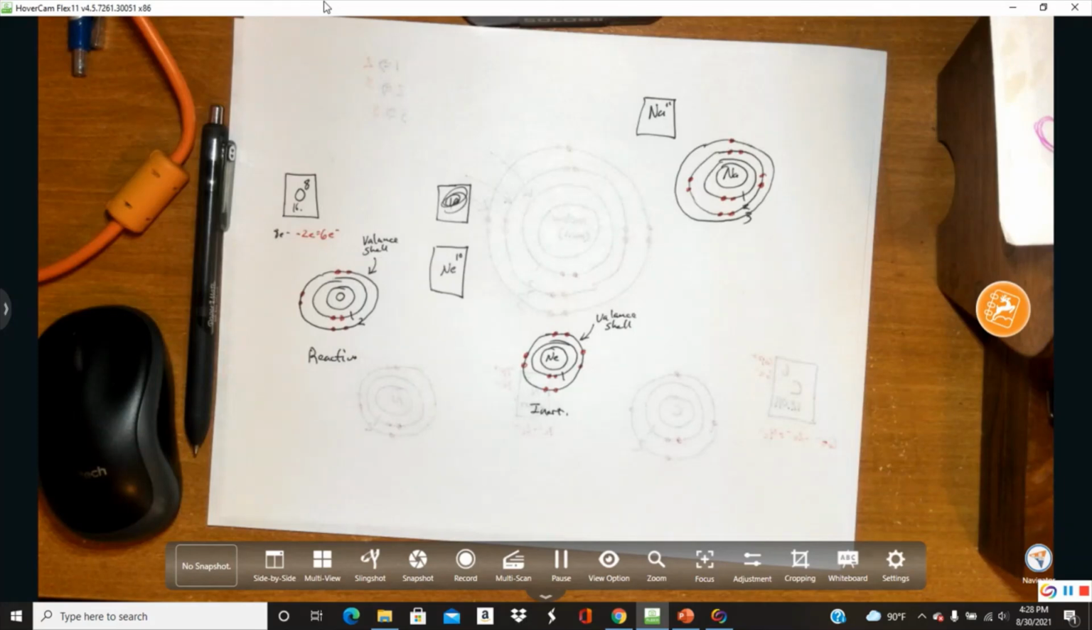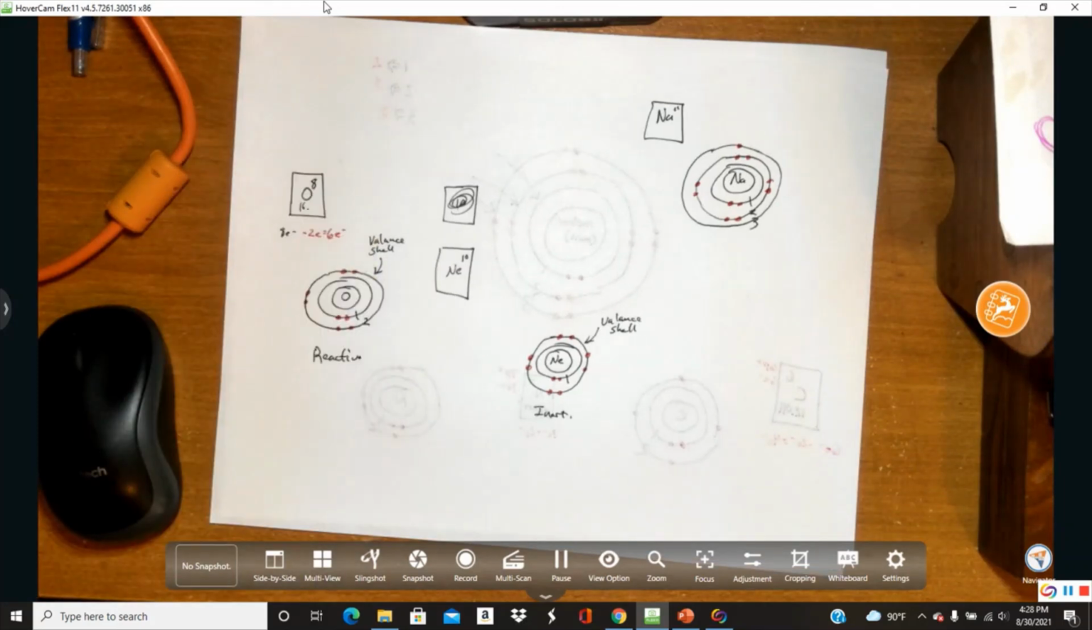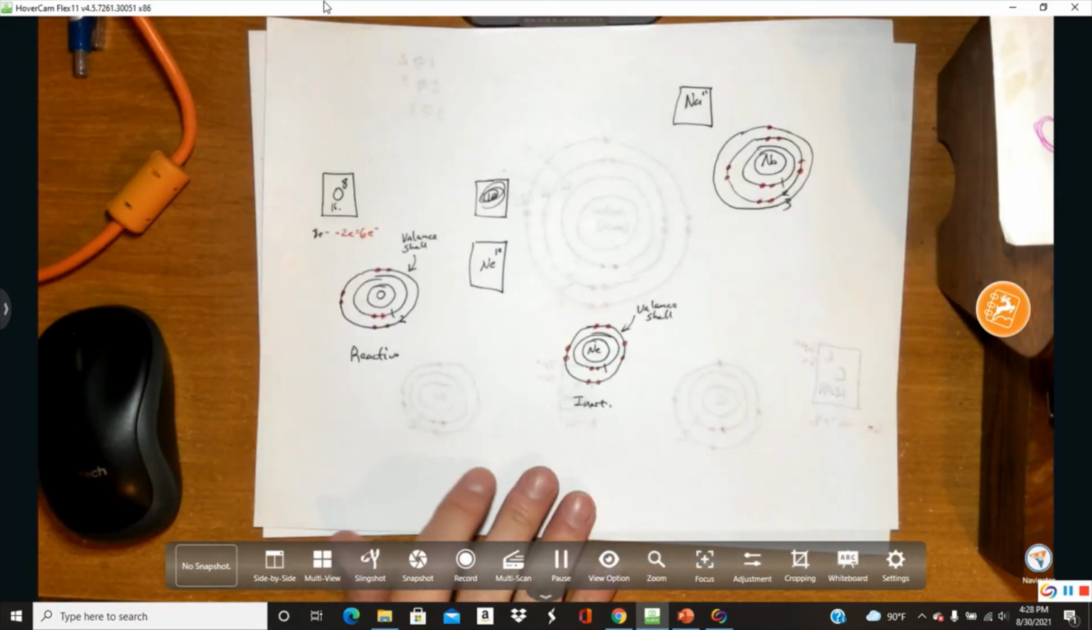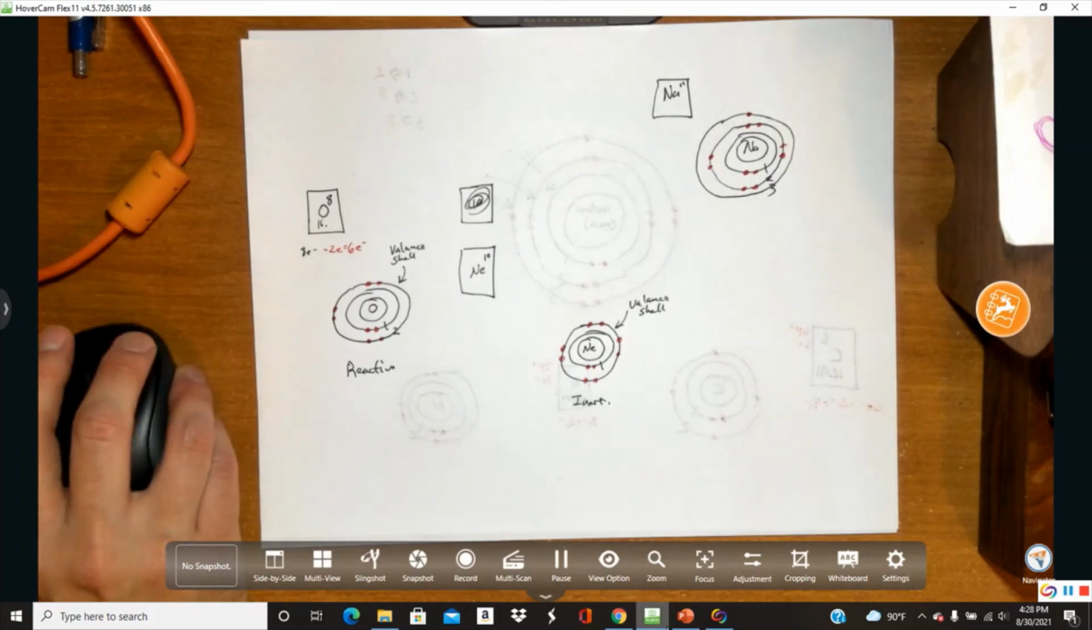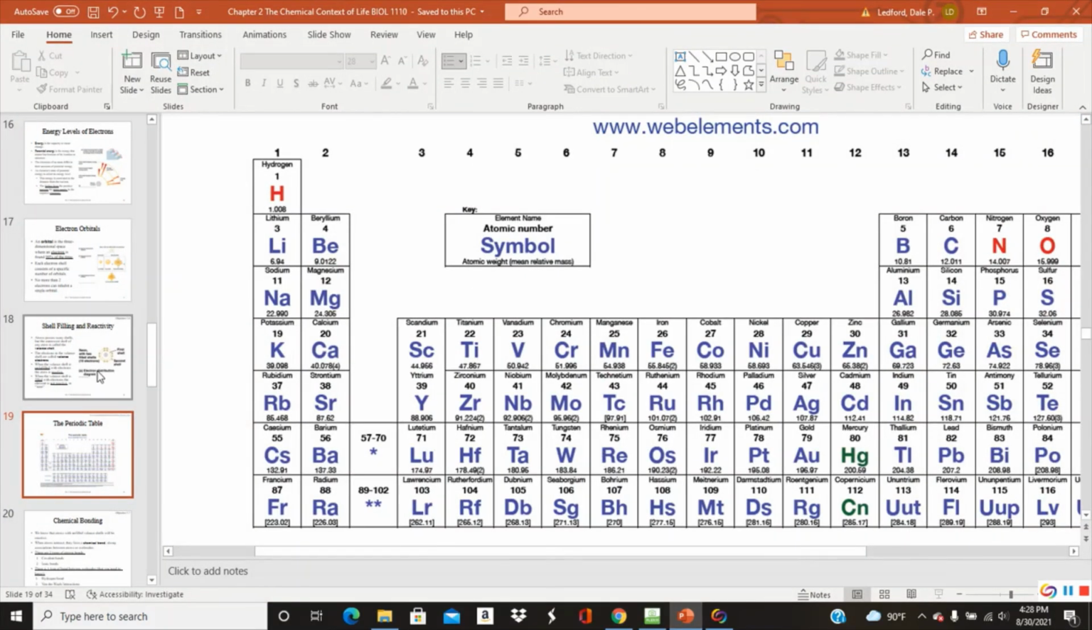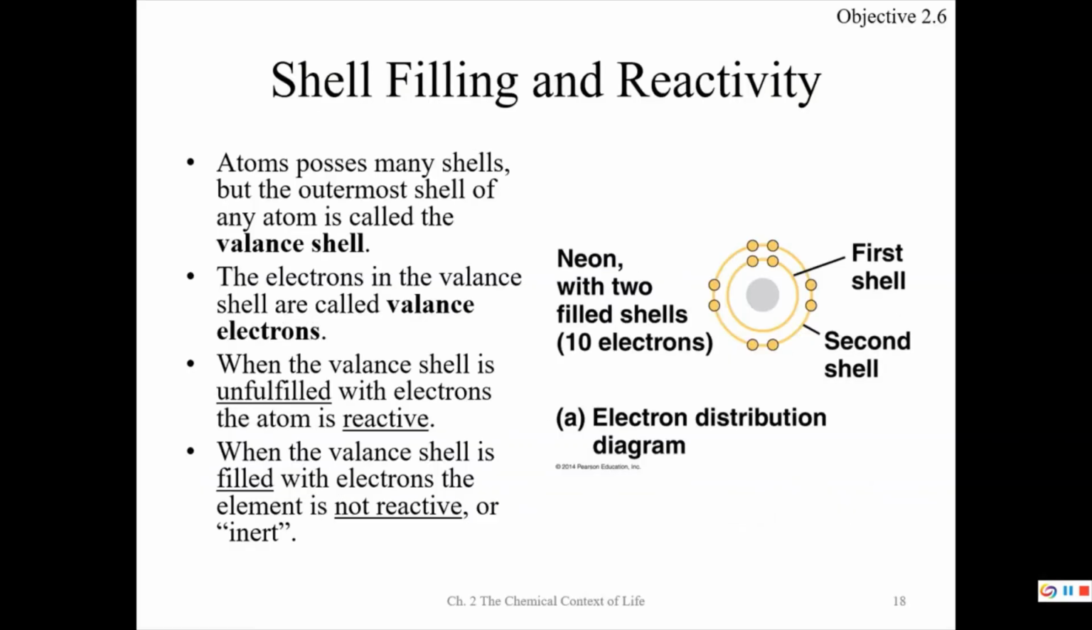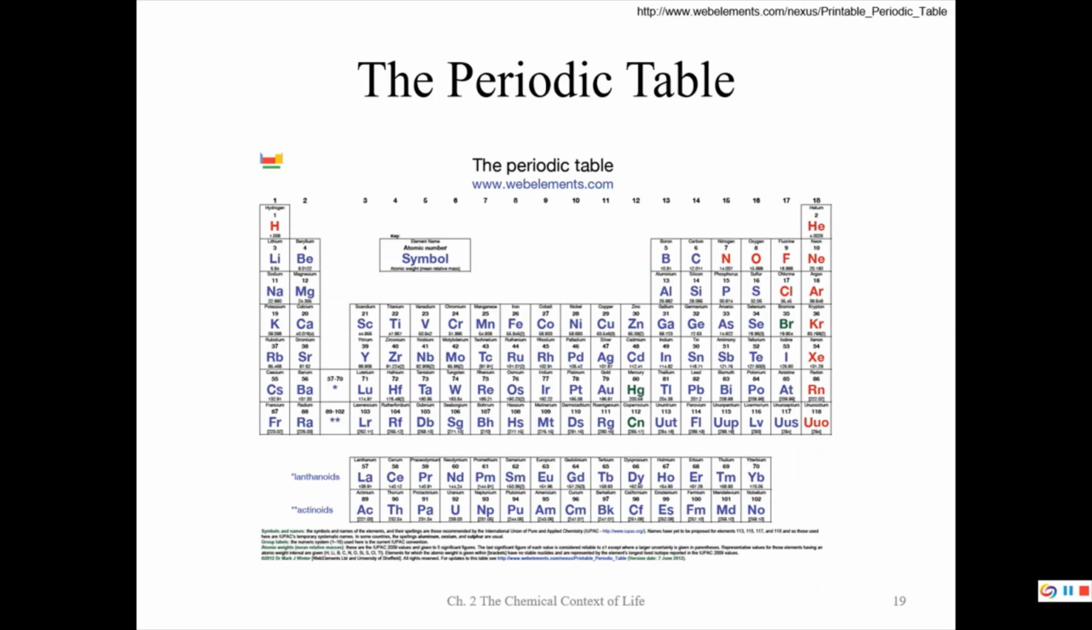So we can determine reactivity because if you are reactive, your outermost shell is not full. It will not hold the maximum number, 2, 8, 8. So if you have the rules, then you'll know how to do this and understand it instead of memorizing your way through things, okay? So reactive, if you have an unfulfilled valence shell. If the valence shell is full, you're inert or not reactive. And all of these guys here are non-reactive. These are all inert. Everything else is reactive.